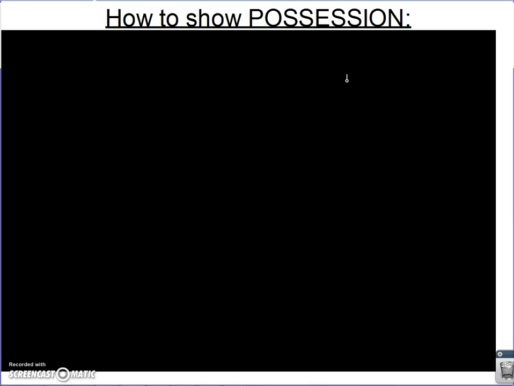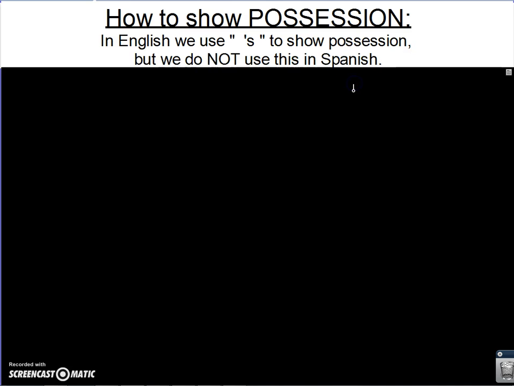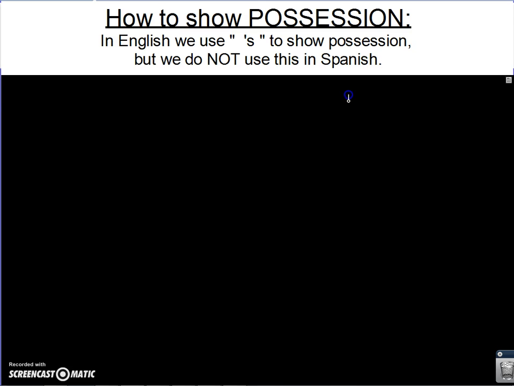Let's talk about how to show possession in Spanish. You know that in English we use apostrophe S to show possession, but in Spanish we do not use apostrophe S. So let's learn what we do instead.